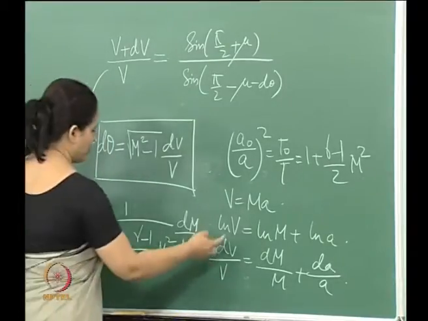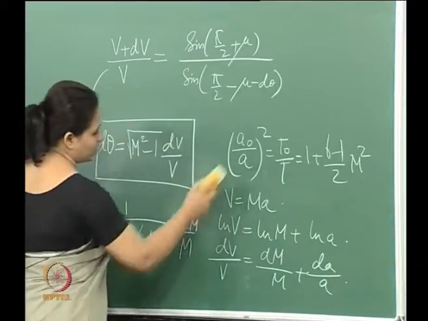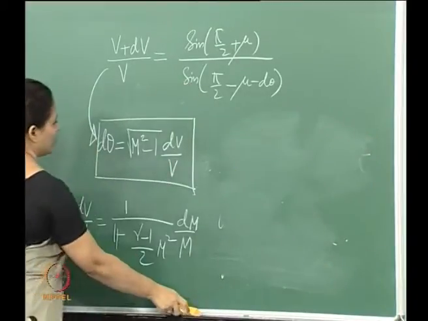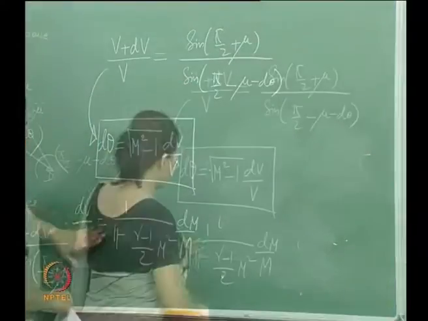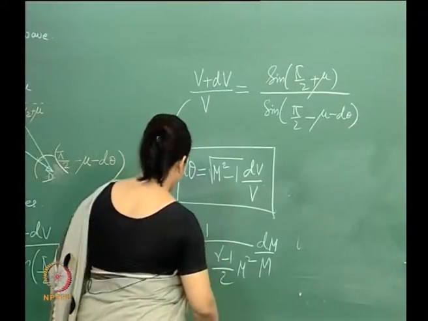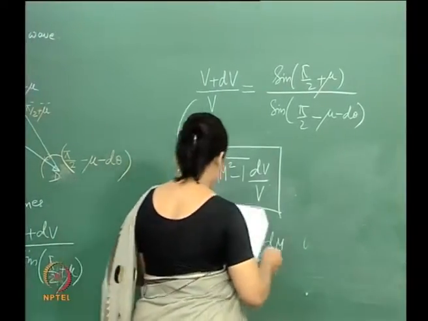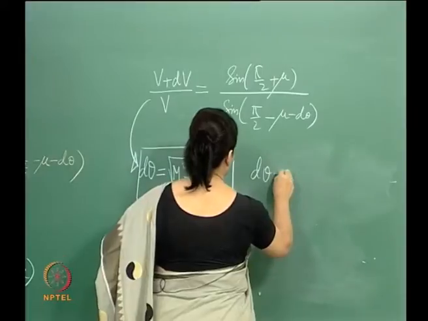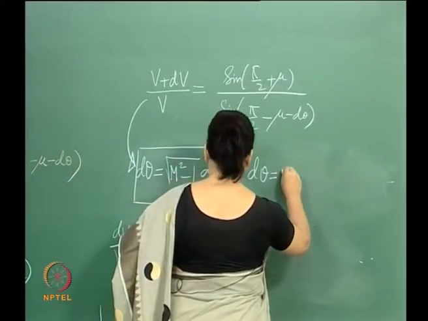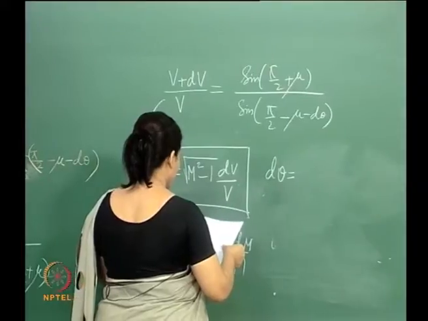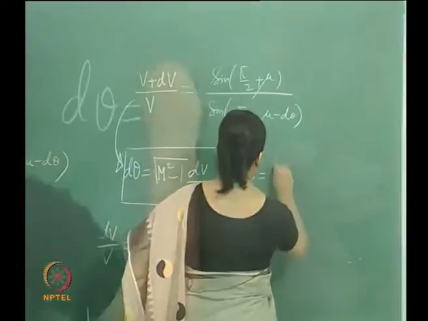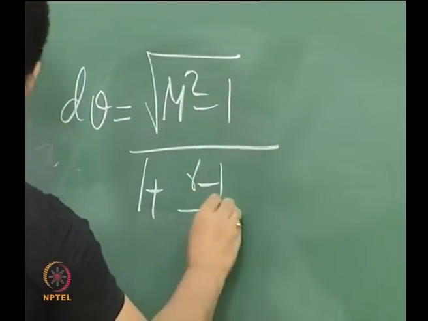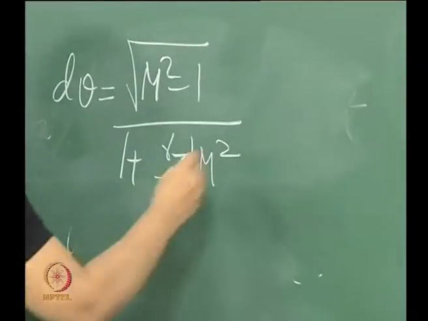Okay. So, basically using these relationships, I am going to change the velocity terms in terms of the Mach number. Okay. So, this is what we get. Therefore, what we can write is that d theta is equal to square root of M square minus 1, divided by 1 plus (gamma minus 1) over 2 M square, times dM by M.